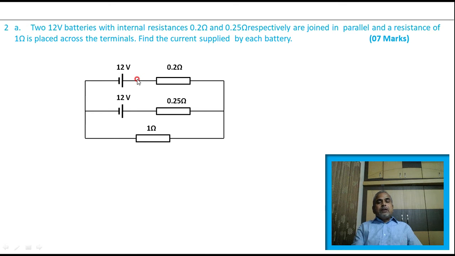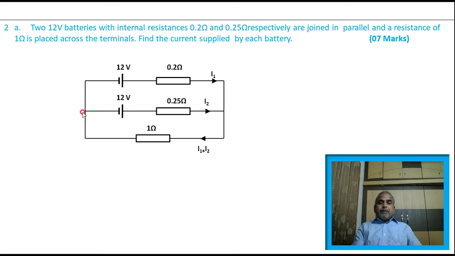Therefore, the usual convention is you take one current I1 from the 12-volt battery with 0.2 ohm resistance here. The other current I2 you can choose here in the 12-volt battery with 0.25 ohm internal resistance. Therefore, you have to mark the current directions, that is I1 and I2. Then, what is the current flowing through the 1 ohm resistor? You have to apply Kirchhoff's current law at this point. Here, the incoming currents are I1 and I2, then the outgoing current must be I1 plus I2. Therefore, I mark the current I1 plus I2 flowing in the 1 ohm resistance.